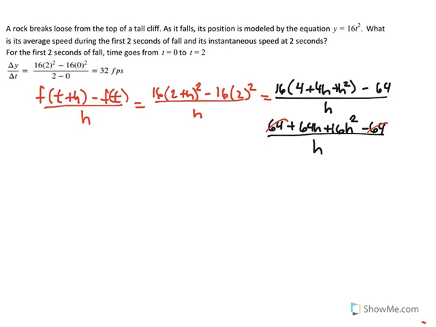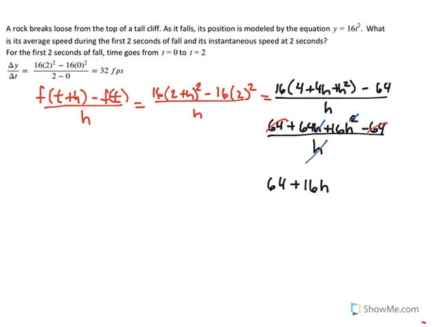Next thing I want to do is divide out those h's. So we've got 64 plus 16h. Now that is going to be our instantaneous speed at 2 seconds. So at 2 seconds, we said that means h equals 0.